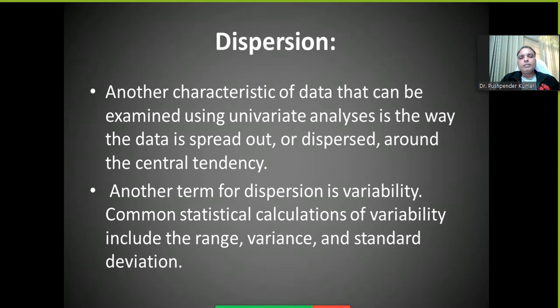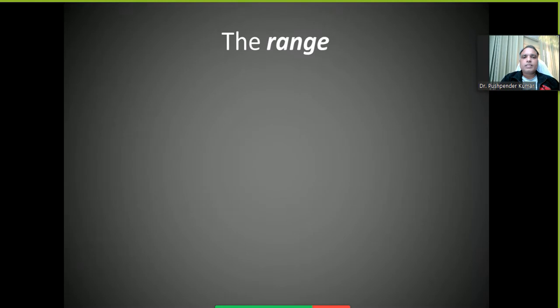Another term for dispersion is variability. Common statistical calculations of variability include the range, variance, and standard deviation. These all you have studied in your bachelor's course, and in your master's if you have a subject called statistical tools and techniques, basic statistics, advanced statistics, business statistics. I hope you all know dispersion, range, standard deviation.